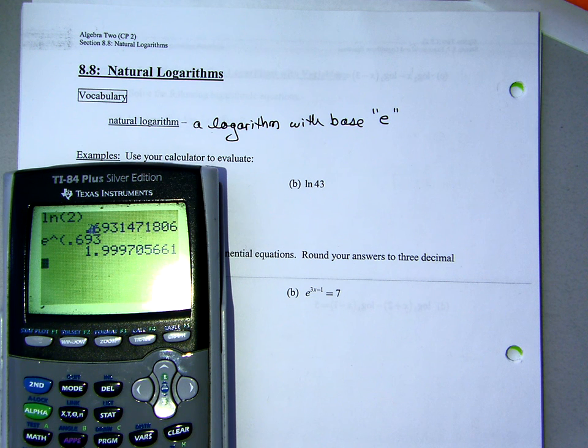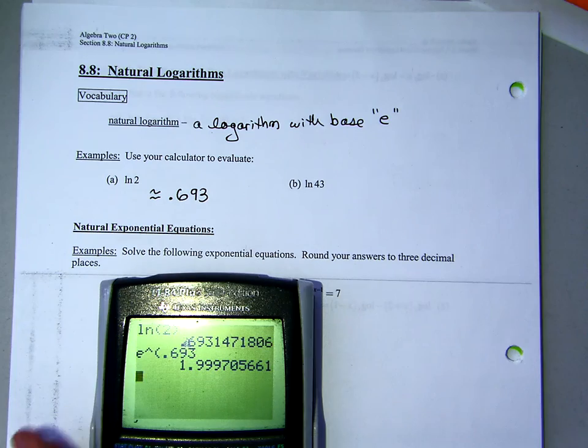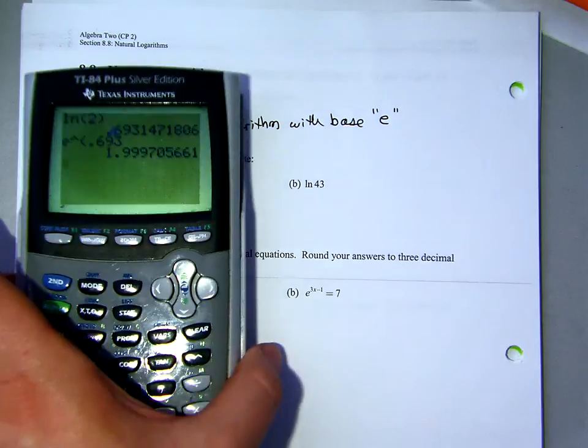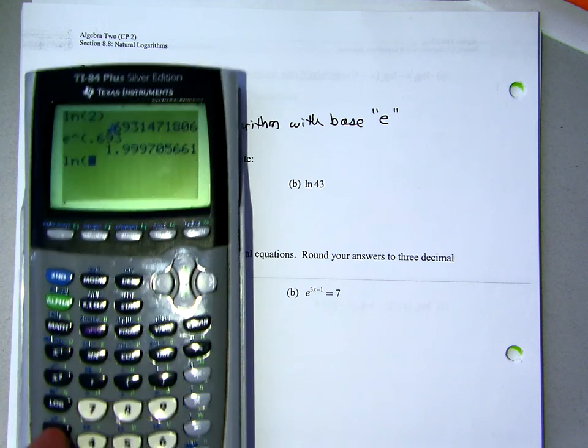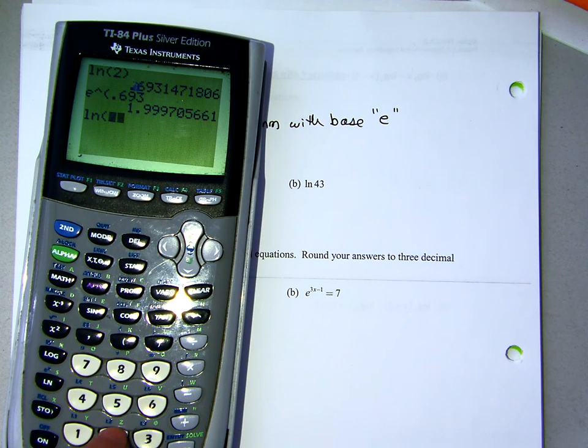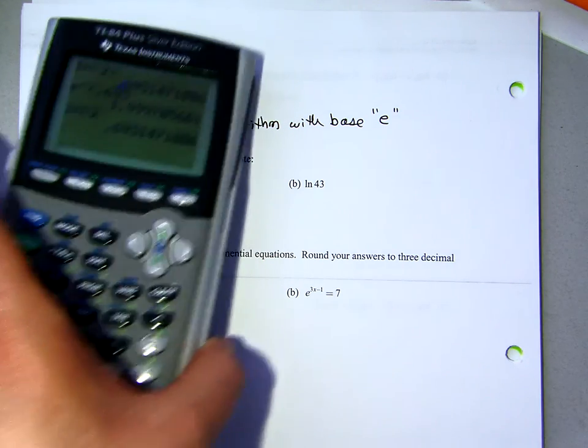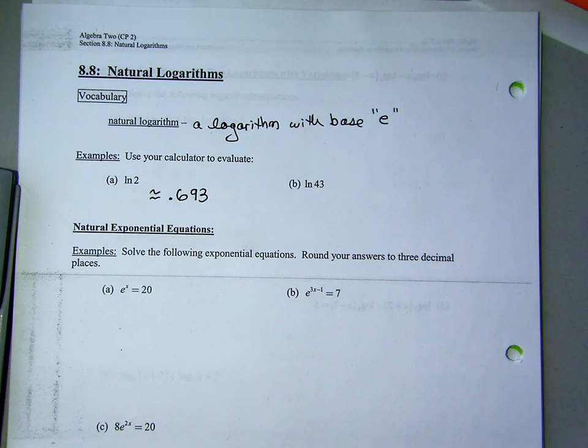I did e to 1.997. No, we're not doing e to the 2. We want to find the natural log of 2. You are not going to use the e button, you are going to use the ln button. Oh, I got 2. You should not get 2, you should get 0.693. No, e to 0.693. Yes, should be about 2. Yeah, that's good.